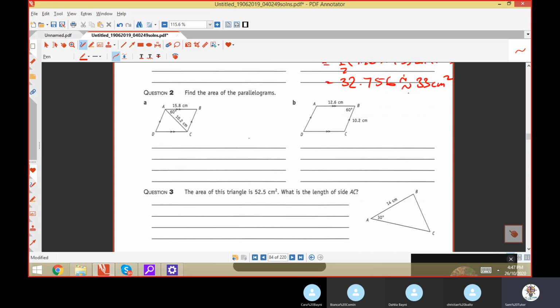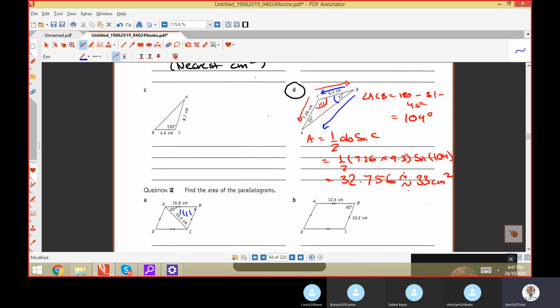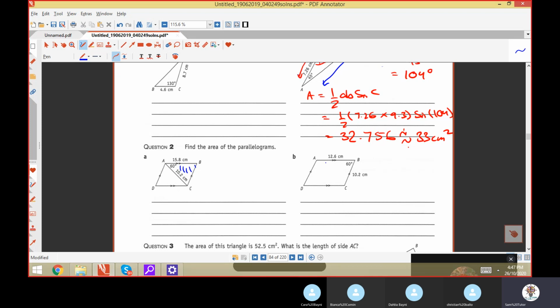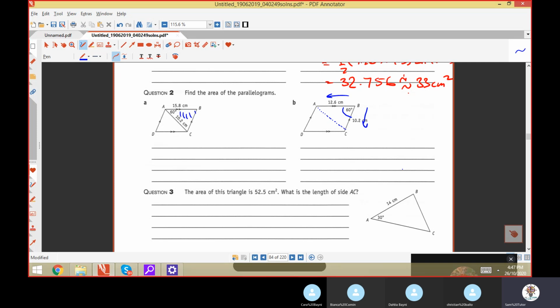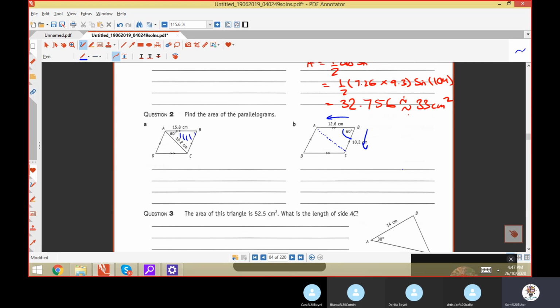Find the area of a parallelogram. This one here is not too bad. You just find the area of one triangle and then times it by 2. What you can do with B is that this will be your angle and these will be two sides. You evaluate the area and then you just times that by 2, and that's it. Easy peasy. So just do one of the two and then move on.